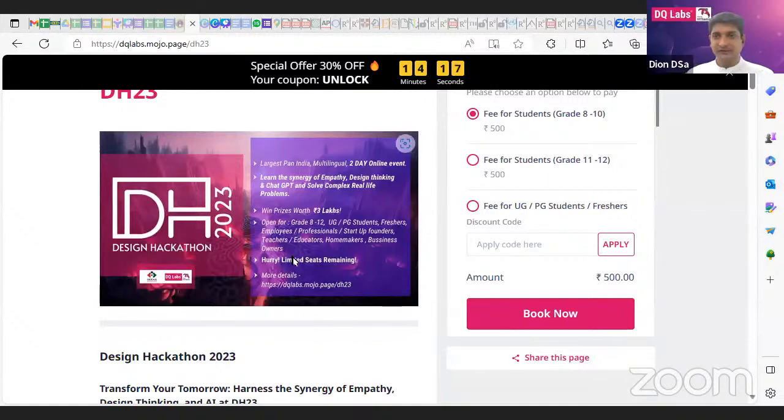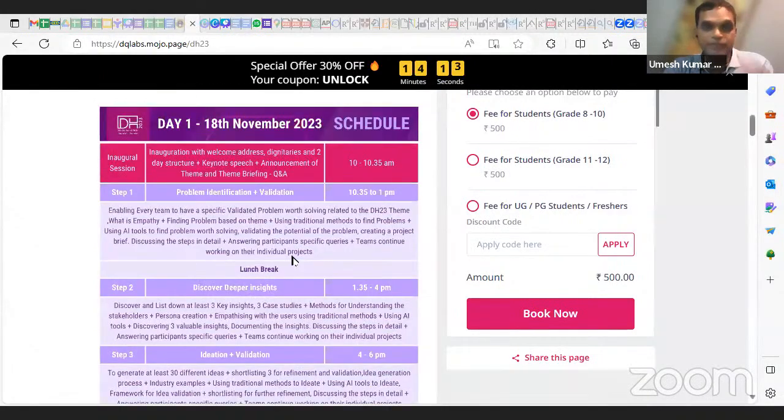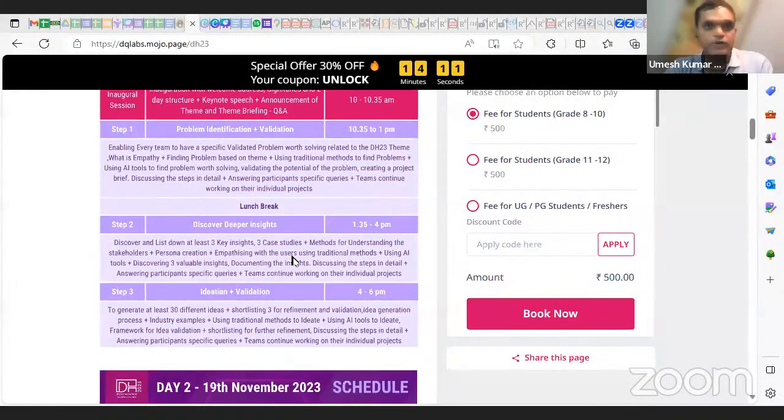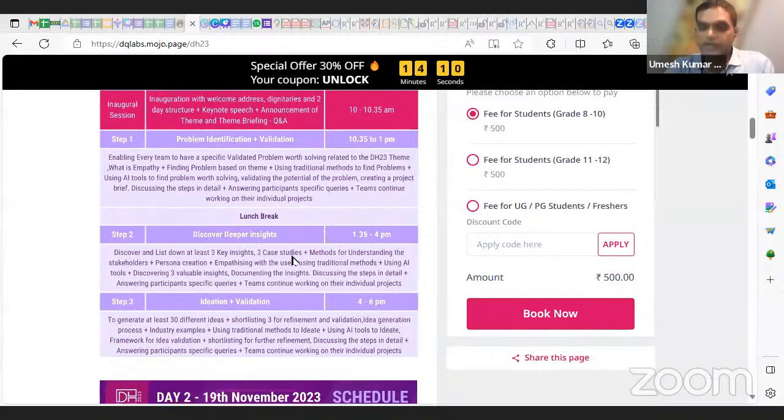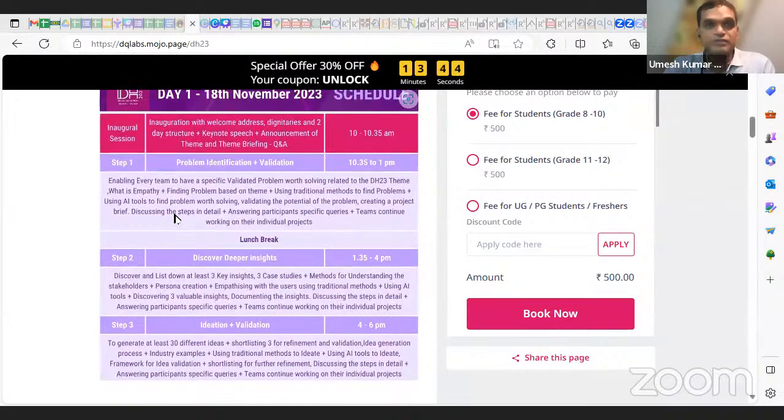Yes, Umesh, it's visible. So if you scroll down here, we have a detailed event page. The event is a 2-day online event. It starts on 18th November at 10 a.m. Day 1 will end at 6 p.m. Day 2 again starts on 19th November at 10 a.m. till 6 p.m. The agenda of each of the days is also given here.